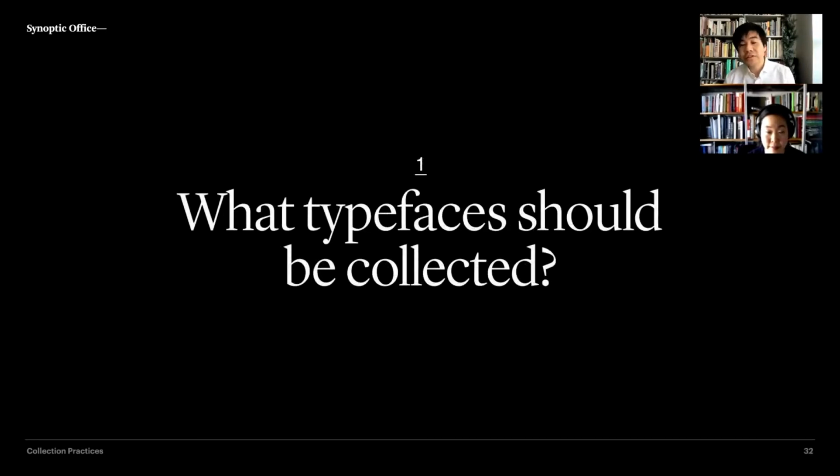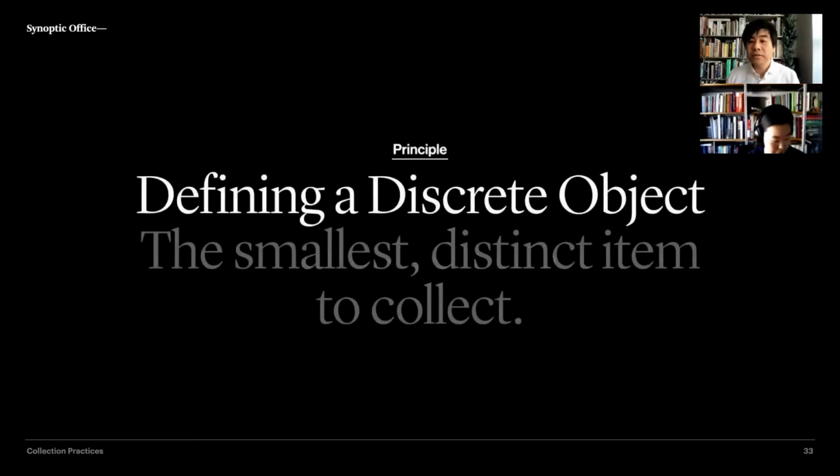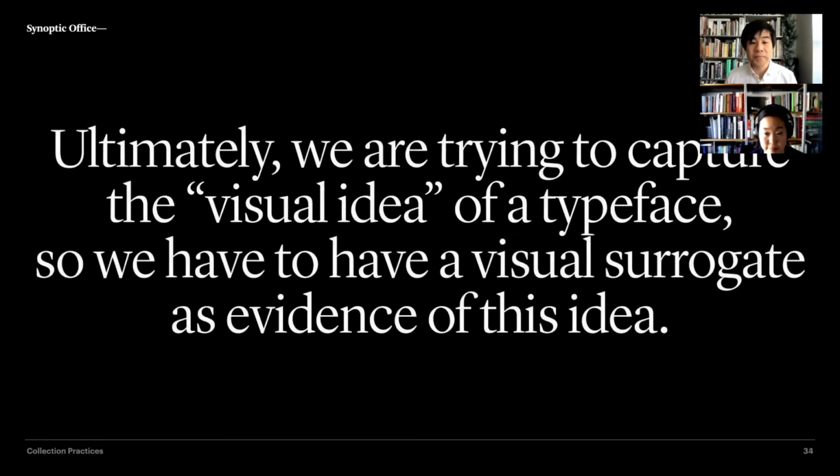So starting with this first question, what typefaces should be collected? We're really thinking about, what is the smallest unit to collect? Anytime you have a collection, let's say a collection of stamps or a collection of artworks, a discrete or small object would be the stamp or the work of art. Now, in the context of collecting typefaces, we're really thinking about the typeface as a discrete object, right? It is the smallest thing to collect, the item in the collection.